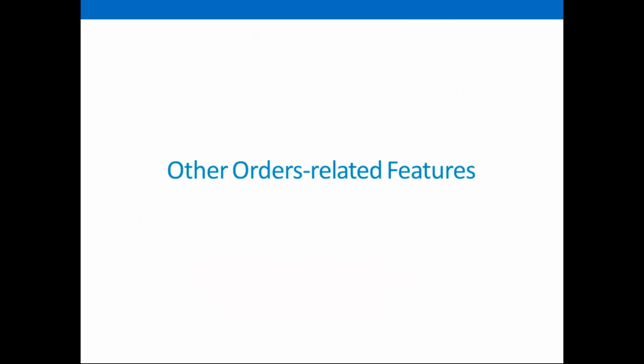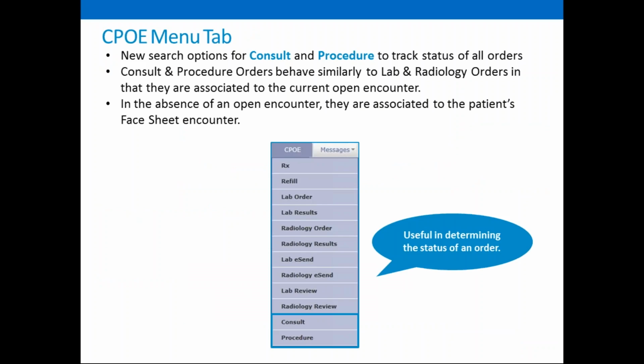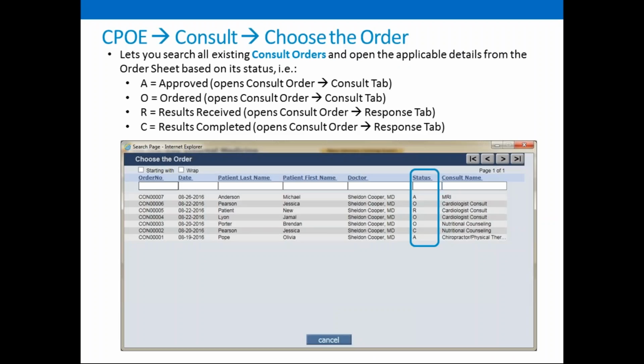Now, other orders-related features in the upgrade, and some of these were kind of hinted on in our first part of our webinar, our first session, because they're general, but they are specific to orders management, which is why we're including them again here. Under your CPOE tab, there are 2 new choices, consult and procedure, and they behave the same as lab and radiology do for you currently. Meaning, if you're trying to search, did a consult get ordered? Has it been resulted yet? That gives you a patient search.